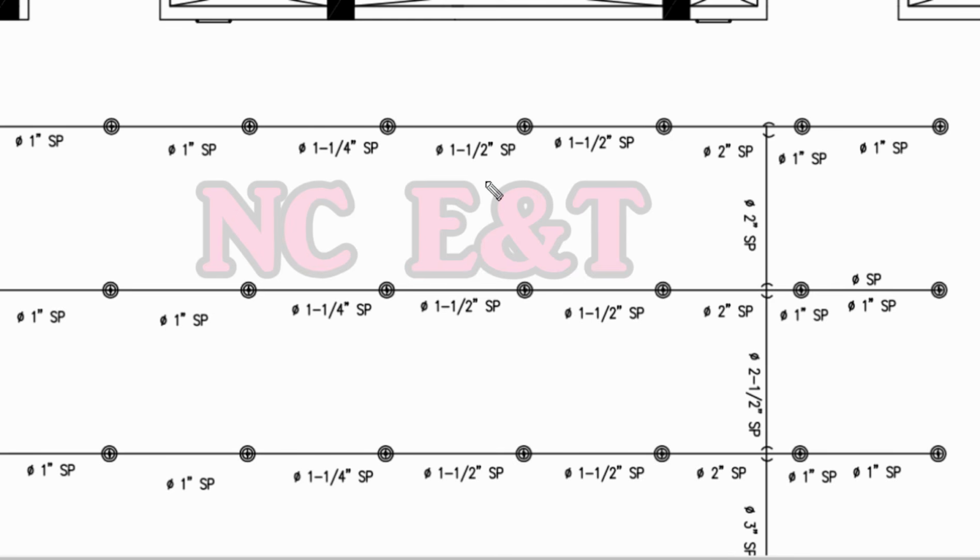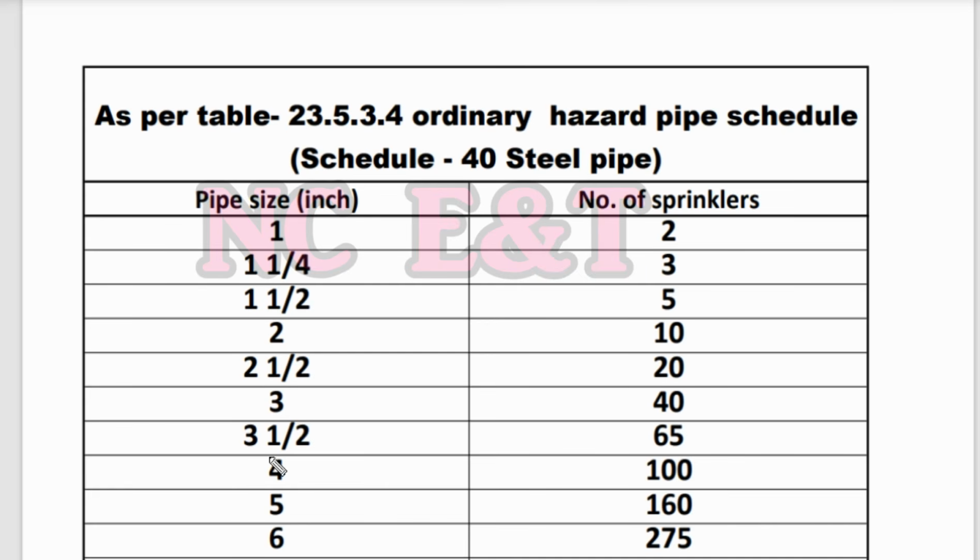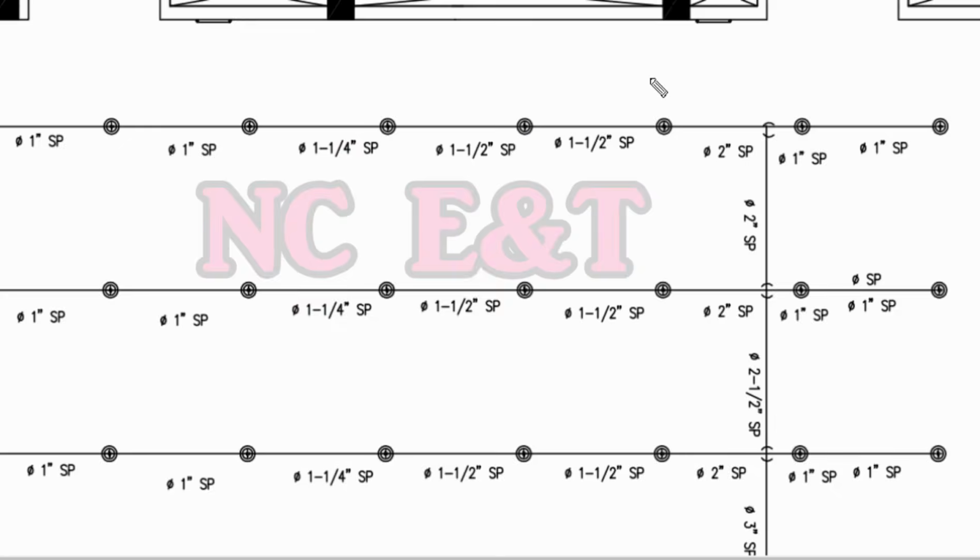After number 5, we need to go for the next pipe size, and the next pipe size is 2 inch, so we have selected 2 inch pipes. In this 2 inch pipe size, we can go up to 10 sprinklers. So in this way, we have selected the pipe sizes for one branch line. On the other side, we have only 2 sprinklers, so we will have the pipe size 1 inch. So you can see in this way we have selected the pipe sizes of one branch.